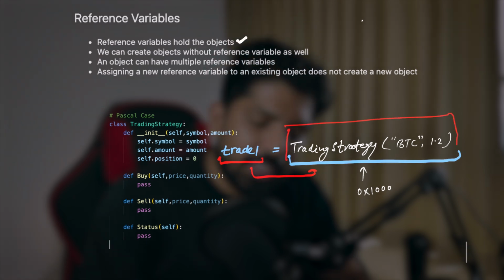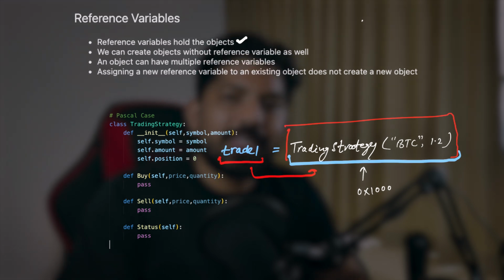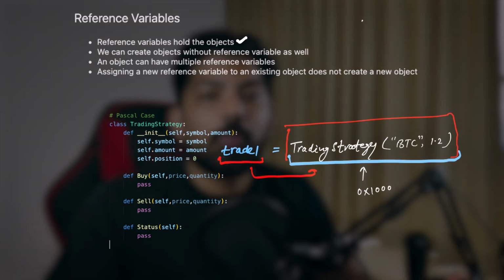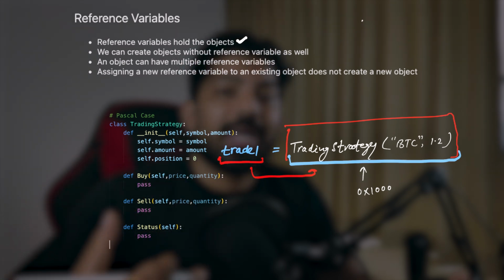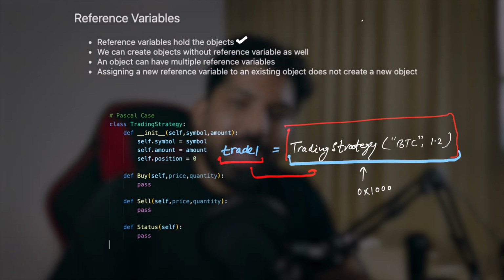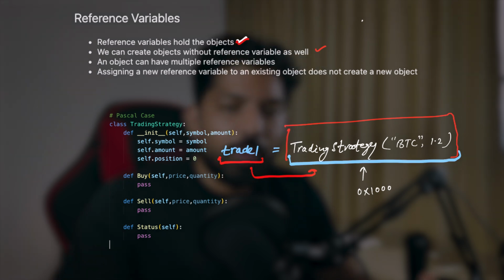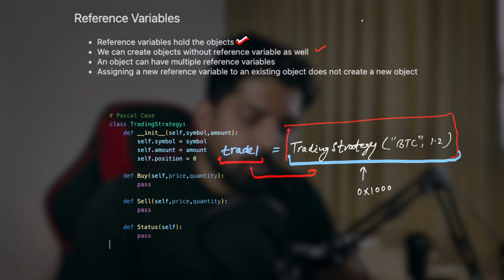It is not mandatory to always write this. Even if you write just this syntax, an object will be created. But if you don't write this, then this object will be lost somewhere in the memory and we won't be able to use that object again. So to hold the memory address or reference of that object, we have to define a reference variable. That's why we say reference variables hold the objects, correct? We can create objects without a reference variable as well. We'll also see an example, but for now, just understand this.